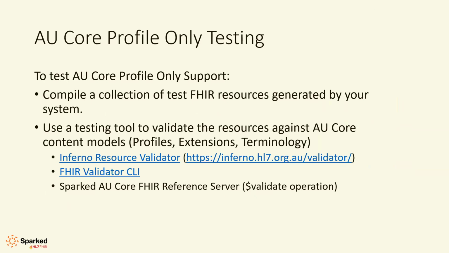As I mentioned, with AU Core profile only testing, to do this sort of testing, basically compile a collection of FHIR resources that your system generates. And these can even be handcrafted ones if you're trying to work out how to build them for your system. Then there are a number of testing tools that we have available that you can use for testing those content models against the profiles, extensions, the terminology, all these things that are defined in AU Core.